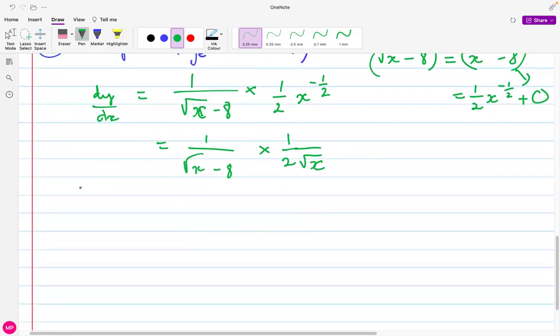So eventually, when you times them together, you would have 1 times 1 equals 1. And then here you have 2 root x times by this, times by root x minus a.